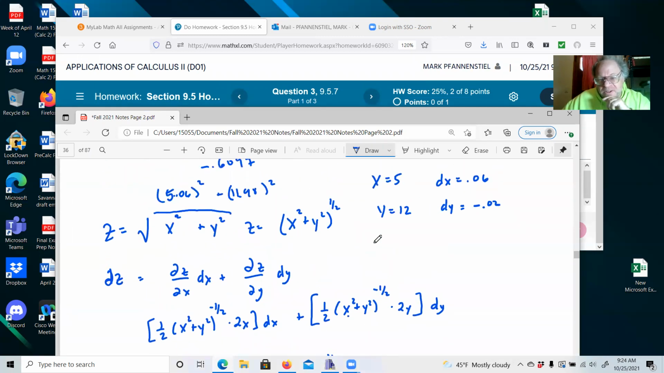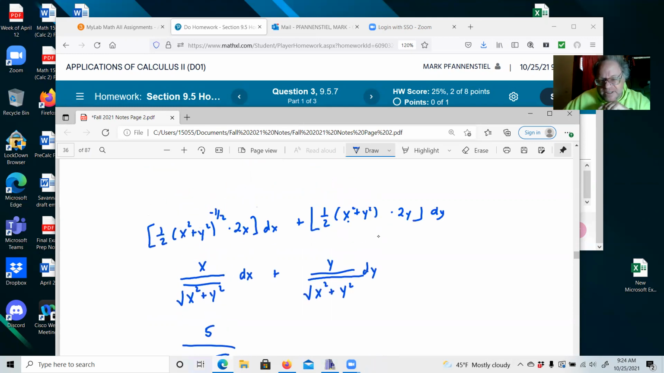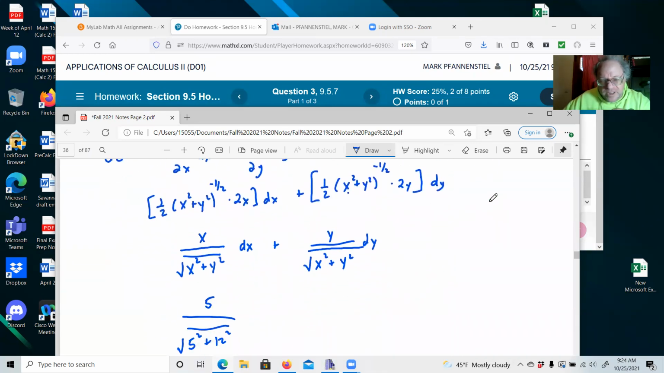All right, what was our thing? Our x was 5, so we have 5 over the square root of 5 squared plus 12 squared. And our dx, that was 0.06.